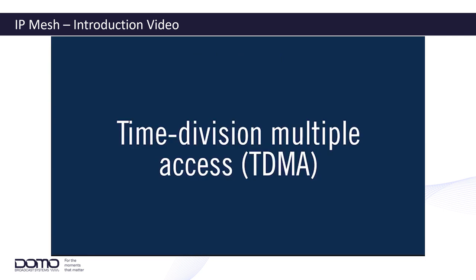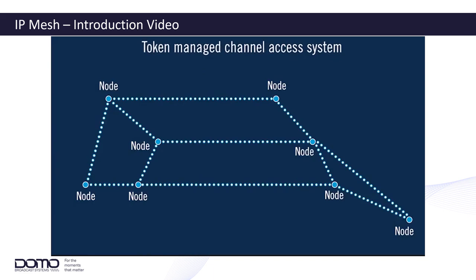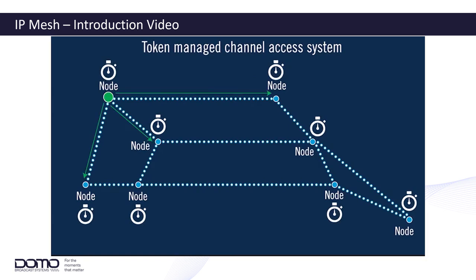DTC employs a time division multiple access, or TDMA protocol. We use a token managed channel access system, whereby each node in the network is given a time slot to transmit. The token is passed from node to node depending on network parameters and data traffic. So if one node has more data to transmit, it will have a longer time slot. A particular node can be the endpoint for data, or it can be a repeater on the path for the ultimate destination.